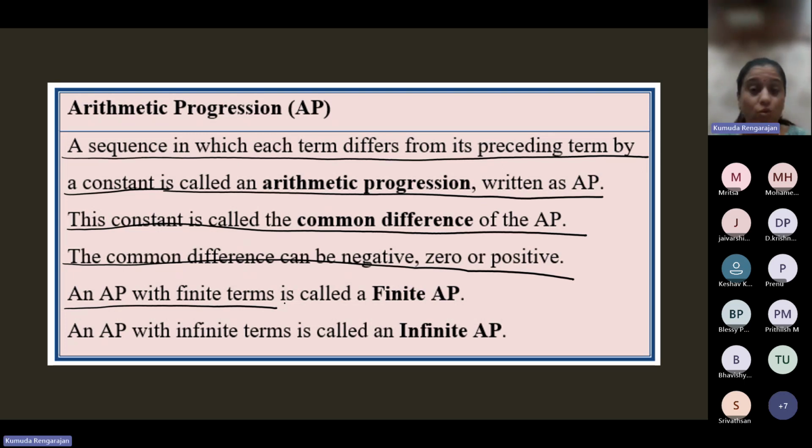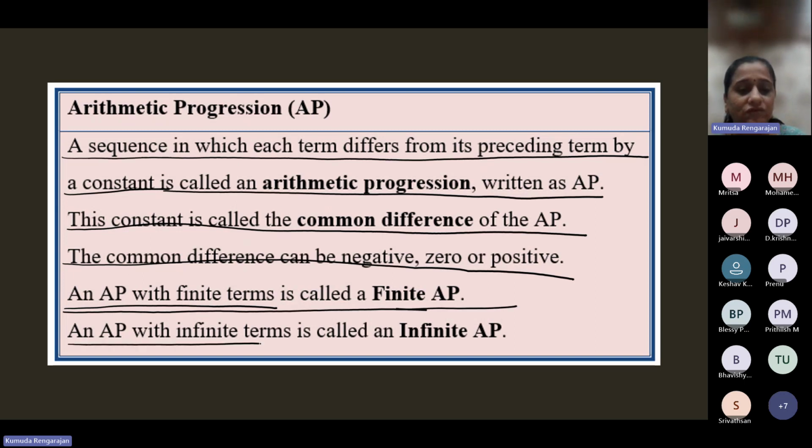It might have like 1 crore terms, but it's still countable, meaning you can find out it's 1 crore. So it might be a very large number, but still it's countable. It starts and ends somewhere. So an AP with finite terms is called a finite AP. An AP with infinite terms is called an infinite AP. If you know the last term, it's a finite AP. If you don't know the last term, it goes on and on, then it's an infinite AP.